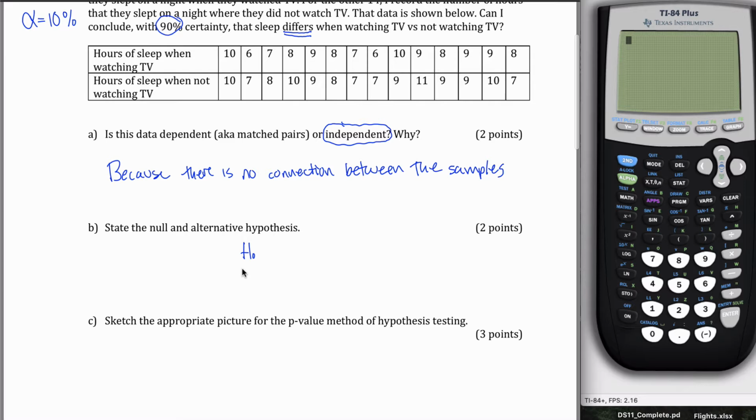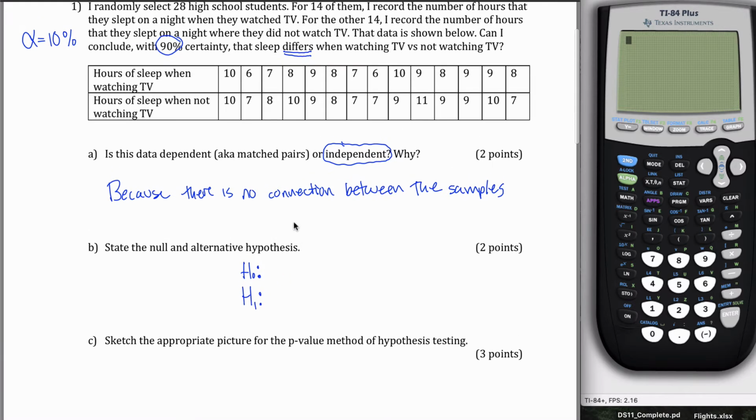Anyway, state the null and alternative hypotheses. I ask you to do these in symbols. H naught, H1, or HA, either way is fine. Colon, it's saying my null hypothesis is, my alternative hypothesis is. And what I want to do in these is compare the mu of the TV group to the mu of the no TV group. So sure, I'll just write that, mu TV. My null hypothesis is that's the exact same as mu no TV.